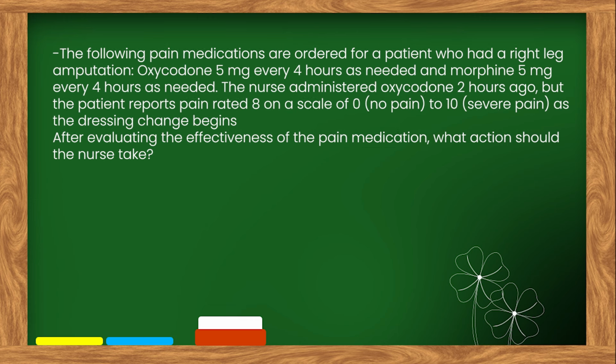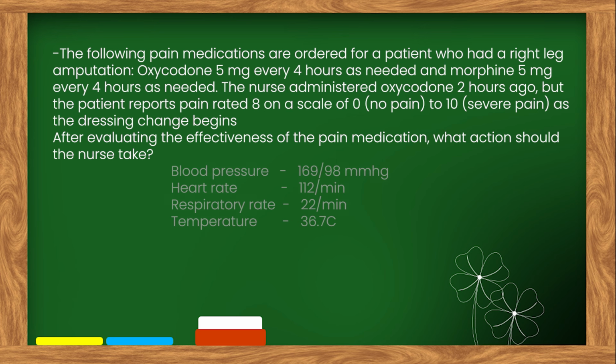The following pain medications are ordered for a patient who had a right leg amputation. Oxycodone 5 mg every 4 hours is needed and morphine 5 mg every 4 hours is needed. The nurse administered oxycodone 2 hours ago, but the patient reports pain rated 8 on a scale of 0, no pain, to 10, severe pain, as the dressing change begins after evaluating the effectiveness of the pain medication. What action should the nurse take?